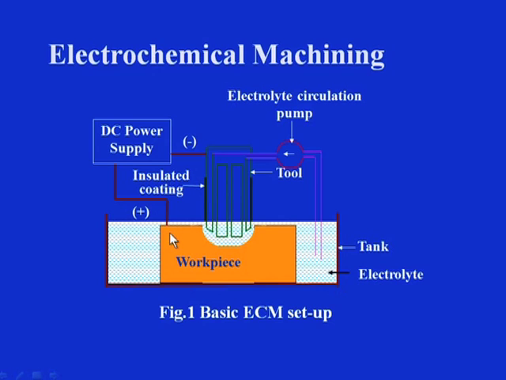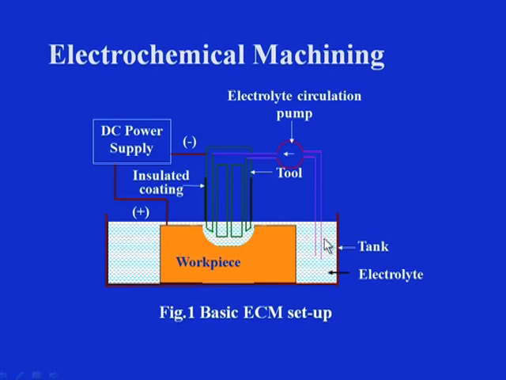The workpiece will be connected to the positive terminal of the DC power supply, and the tool will be connected to the negative end of this power supply, and a very high current at low voltage will be passed through this gap. Since the high current is used, generally the electrode and the workpiece both will be insulated from the system, so that no short circuiting or leakage of the current takes place.